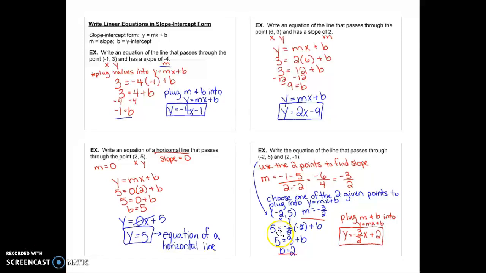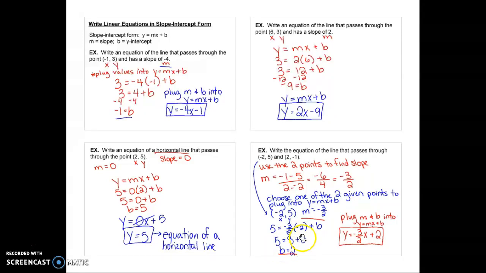So 5 equals -3/2 times your x value, which was -2, plus b. -3/2 times a -2. Okay, you can use your calculator to do this. Again, if you're going to use your calculator, be sure to put this -3/2 in parentheses. So if you're typing it in, you would put parenthesis -3 divided by 2, close the parenthesis, and then times the -2. Okay, fractions always need to be wrapped in parentheses. When you multiply those, you will just end up with a +3. Okay, so -3/2 times a -2 is just 3.